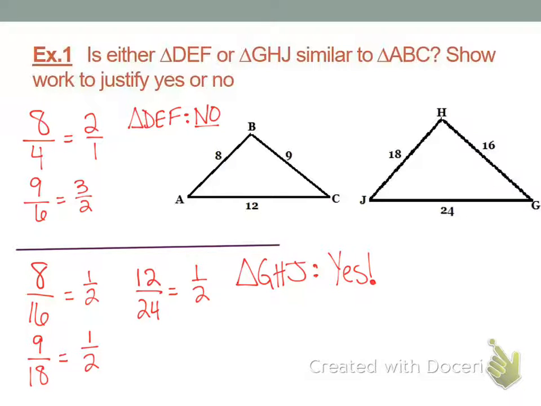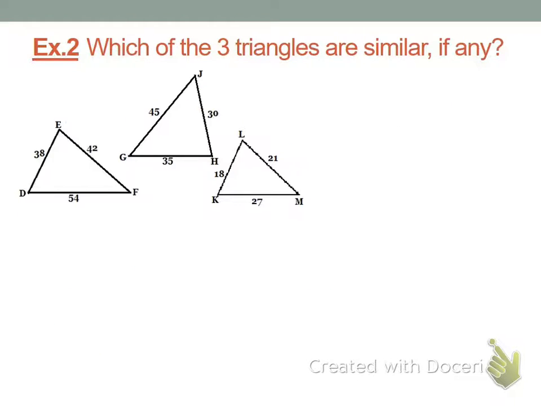Questions about how we showed that? Again, we got the same ratio every time. That means that all pairs of sides are proportional. All right, we'll move on to example 2.